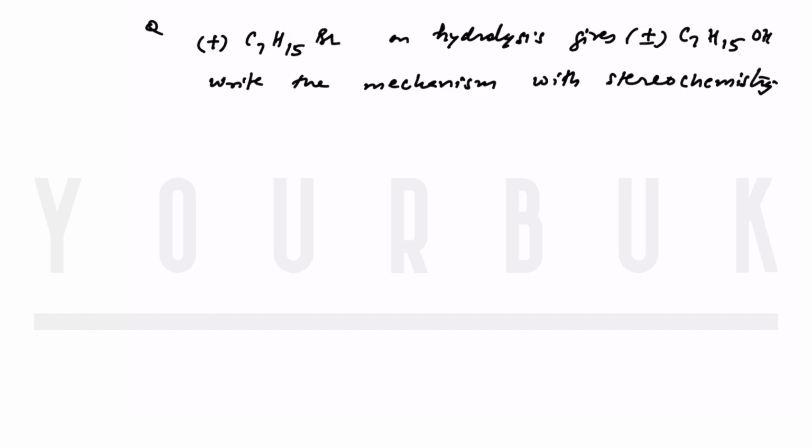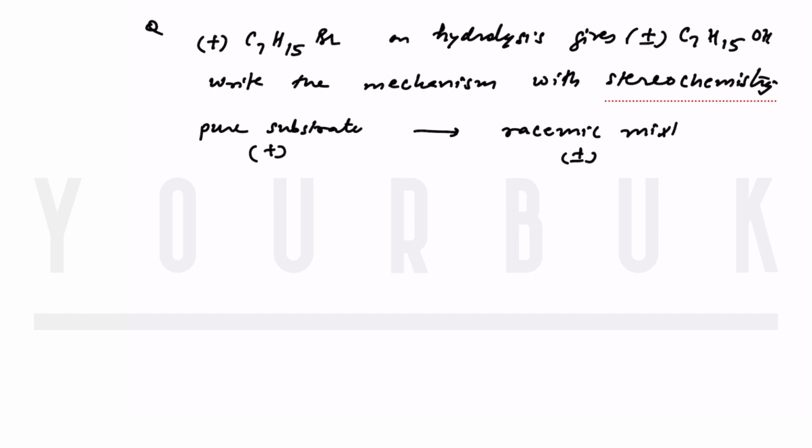Now the first point is that a pure enantiomer, a pure substrate, is giving us a racemic mixture, which is optically inactive. Plus gives plus-minus. It means the mechanism is SN1, proceeding via carbocation, given by a highly crowded haloalkane.